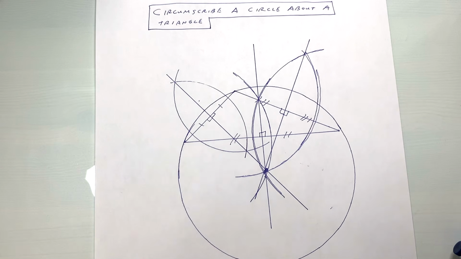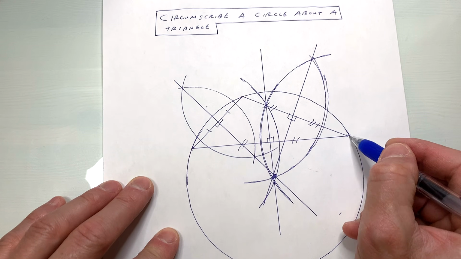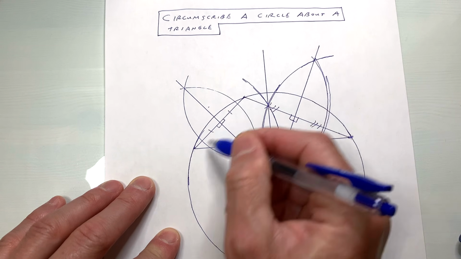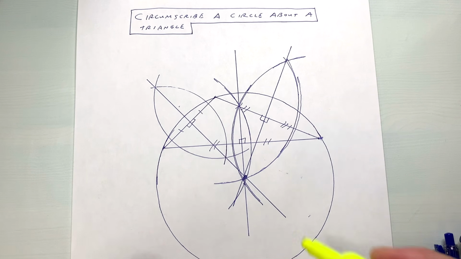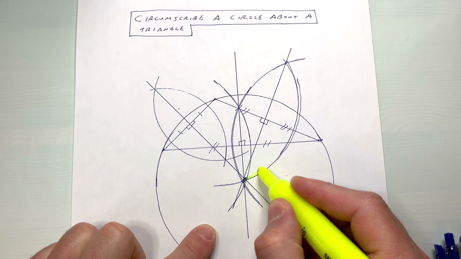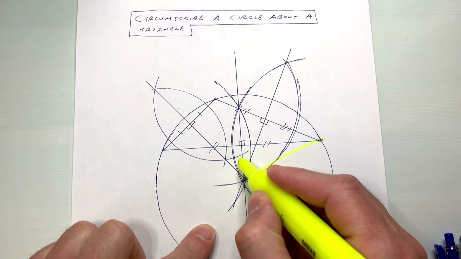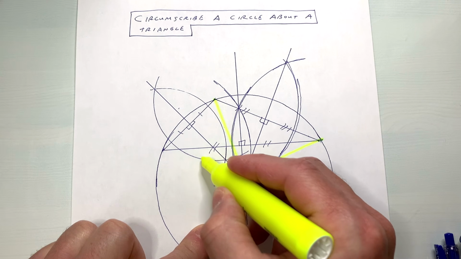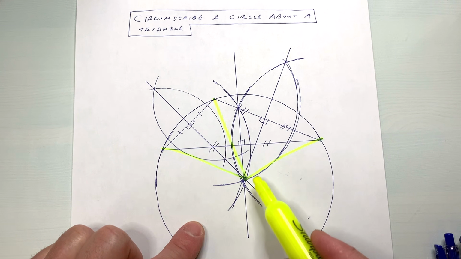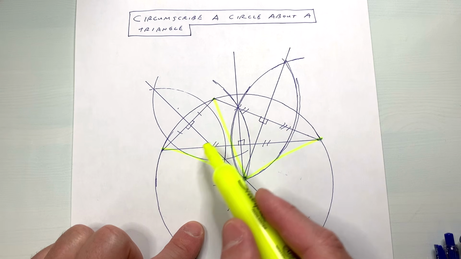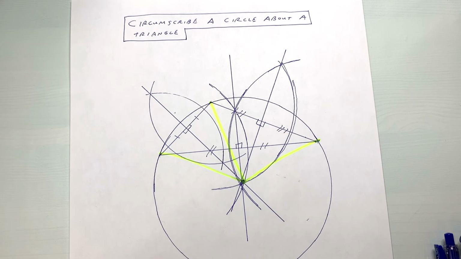Now you can see my drawing was pretty good. You can see this is touching here, this is touching here, this is touching here. Now a question your teacher might ask you in these types of problems is, what do you know about this length or this length or this length? Well, you can see these are the radii of the circle, so they're all going to be congruent. They're all going to be the same length. So that's how you circumscribe a circle about a triangle.